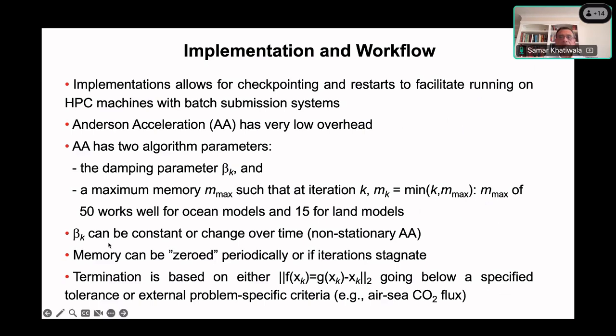Okay, termination is based on either the residual going below some limit, or you can essentially have an external criterion, like the CO2 flux, for instance, going below some threshold. And you can then signal the method to say, okay, we've reached termination now.